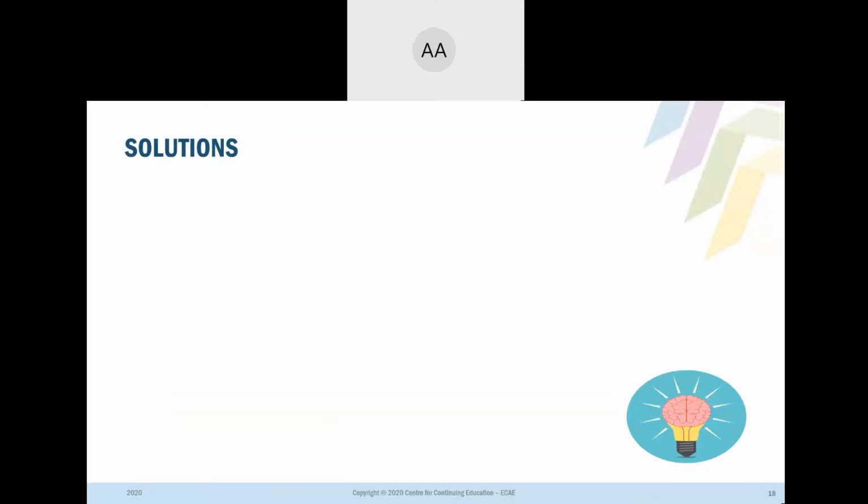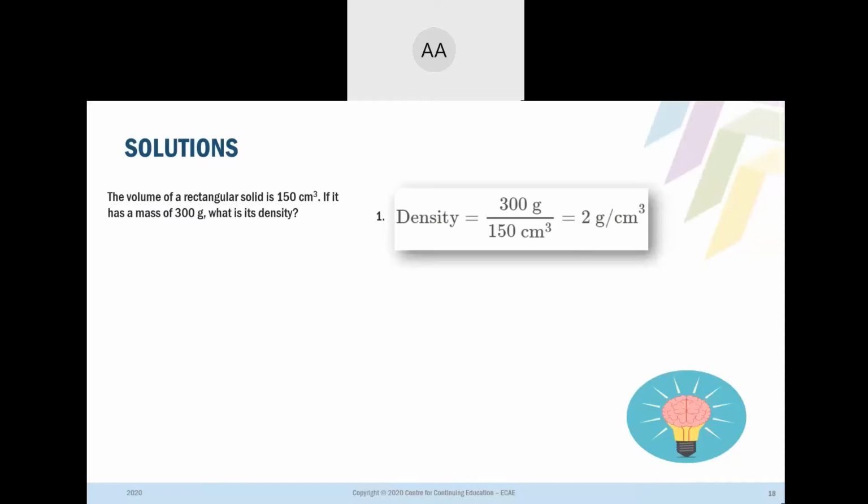So first question was, the volume of a rectangular solid is 150 cubic centimeters. If it has a mass of 300 grams, what is its density? Let's have a look at the answer. So density, the calculation, is mass divided by volume, which means that the density is 2 grams per cubic centimeter.